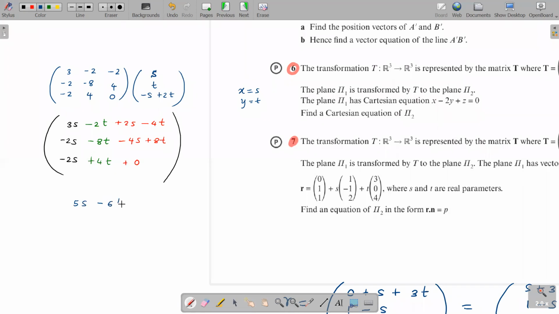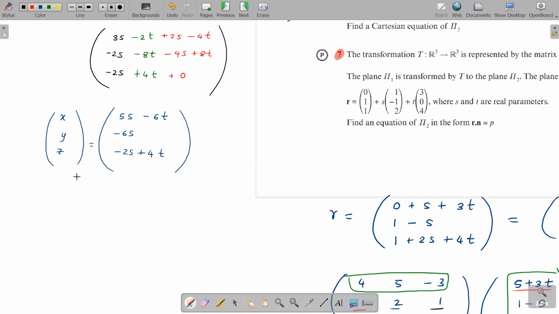5S minus 6T. Next one. Minus 6S. Minus 2S plus 4T. So this is what we get here. This is our image coordinate, X, Y, Z image coordinate. Okay, now the thing is, the original question was given in the Cartesian form in terms of X, Y, Z. So your final answer also should be given in terms of X, Y, and Z. We cannot give it in terms of S and T because S and T are what we input here. It was not a part of the original sum. Do you get what I'm saying? So what we'll do is let's write the equations and then get rid of the S and T.